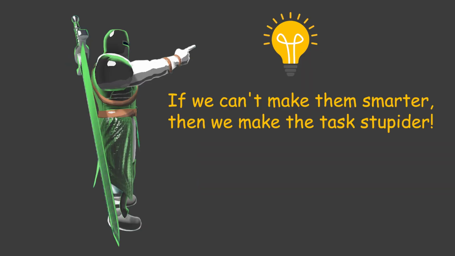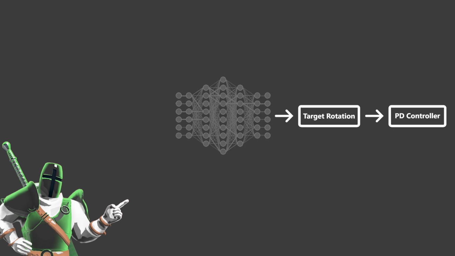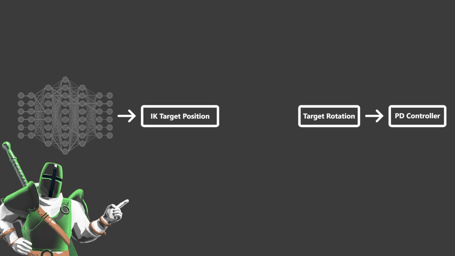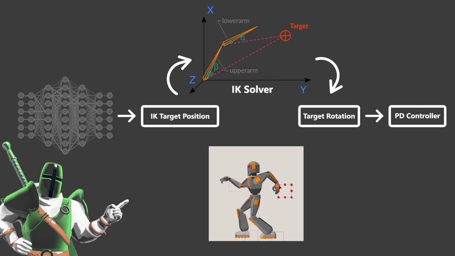So in the light of simplifying the task for the agent, I came up with this brilliant idea. I call it IK2PD. The idea behind IK2PD is, instead of letting the agent control each joint directly, we let it control the IK target for each limb, and the IK solver will give us the target rotation for each joint on it. Then we'll send those rotations to a PD controller. With this, we can control the active ragdoll directly with IK.